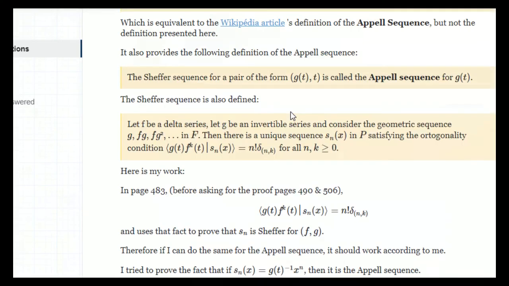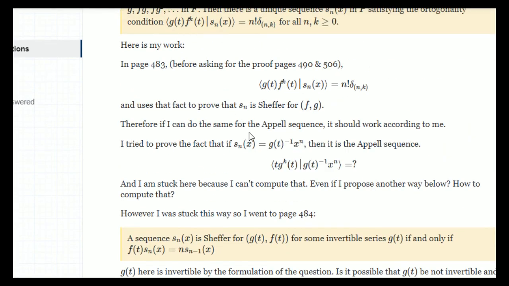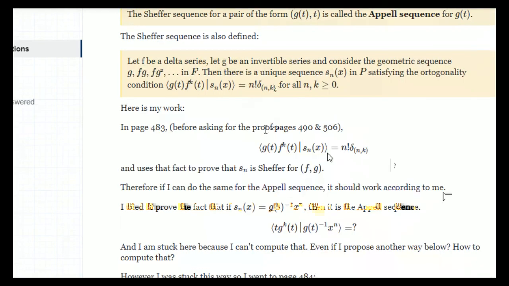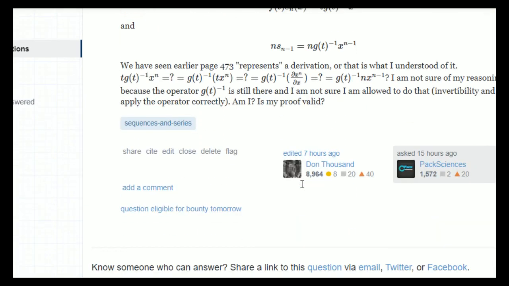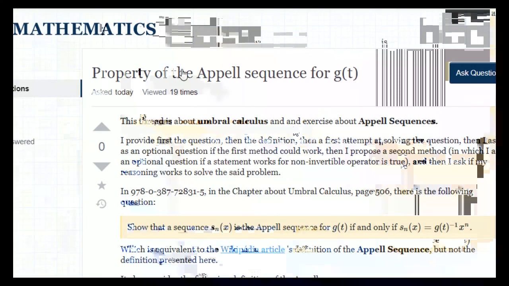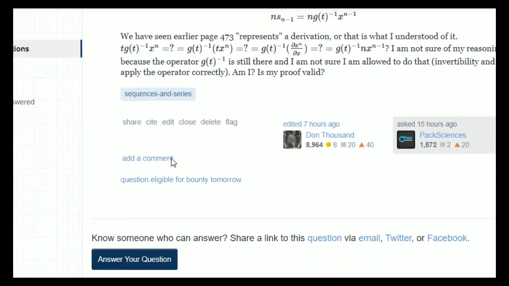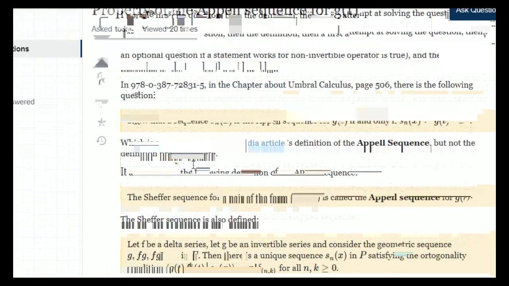But with my current level in umbral calculus, I'm not sure that my approach works. And as you can see, I've already made a mistake here, when I think I swapped g and f. If you are watching in the future, you can come back to this thread on Mathematics Stack Exchange to see if I made a mistake or not. Currently there is no answer, as no one has taken the time to check if I was correct or not.